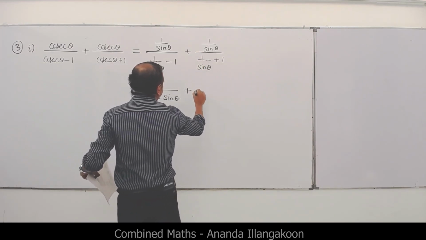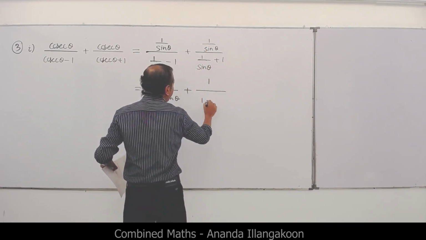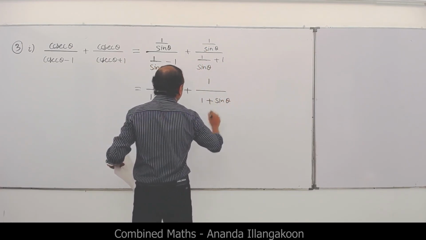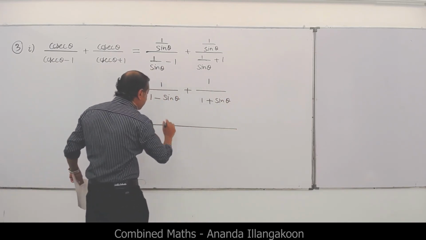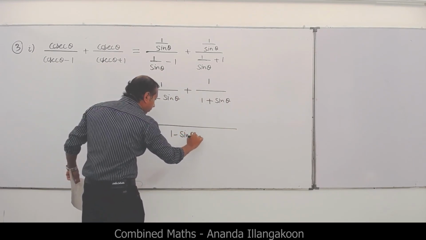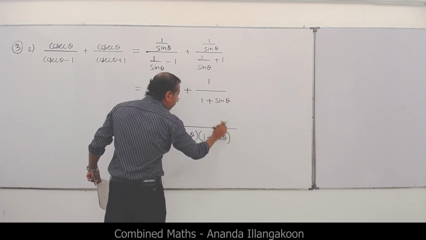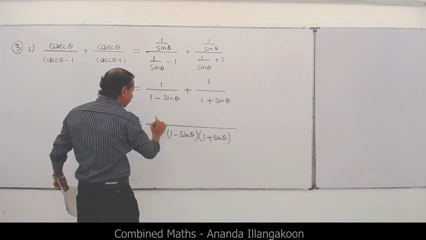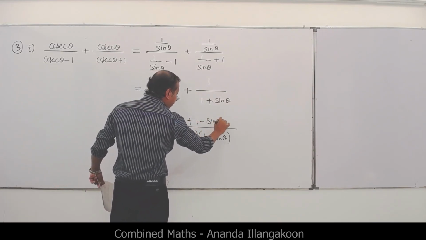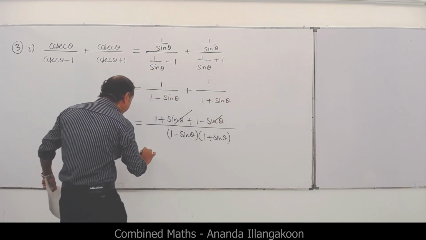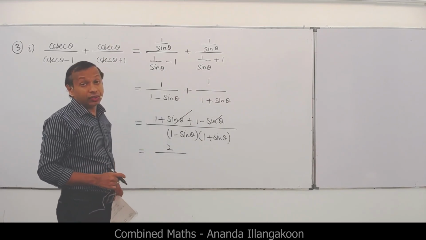Same thing we do here. Numerator, denominator, both we multiply by sin theta. Here, 1 plus sin theta. Now, we can take the product of these two as the common denominator. This comes here and then this comes here when I write the numerators. These two you can cancel down. We get 2 over 1 minus sin theta times 1 plus sin theta, which means 1 minus sin square theta.